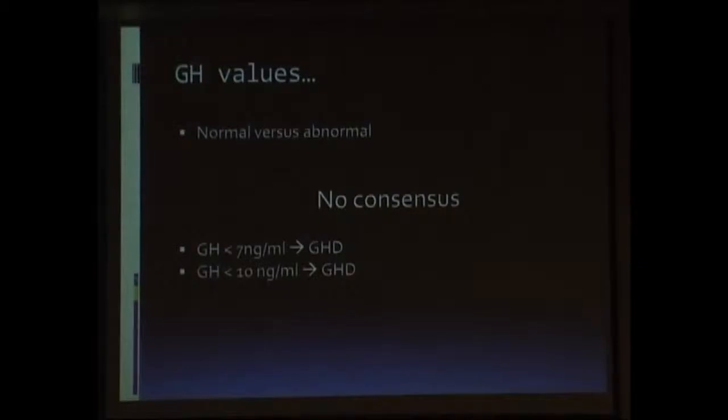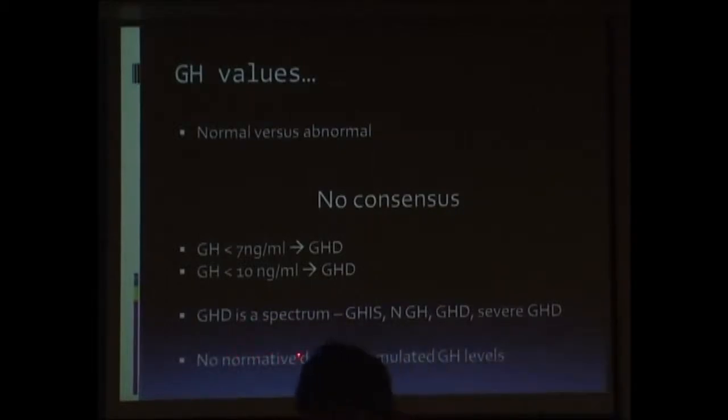What we follow in our lab is a value of less than 5 nanogram per ml as diagnostic of growth hormone deficiency, and one between 5 to 10 nanogram per ml as indicative of growth hormone insensitivity. As we understand, it's a spectrum from normal to growth hormone deficient conditions to growth hormone insensitive syndromes, and hence these values have to be taken into consideration along with the clinical spectrum of the illness. There is no normative data available for stimulated growth hormone levels in literature.